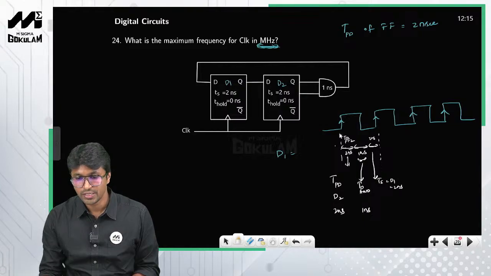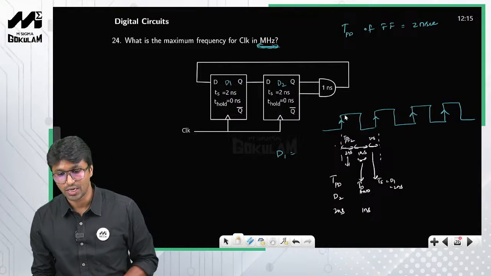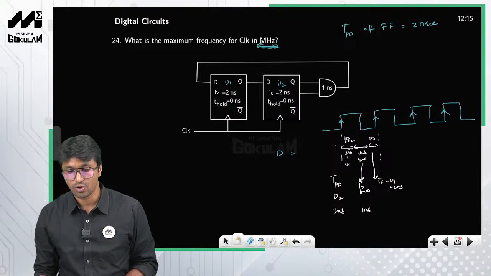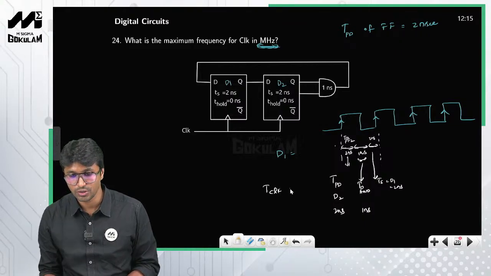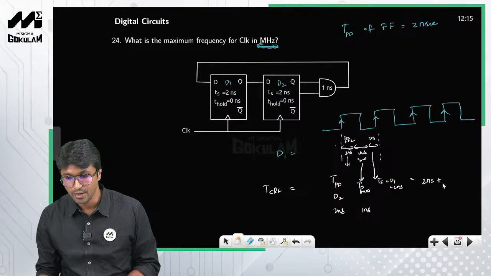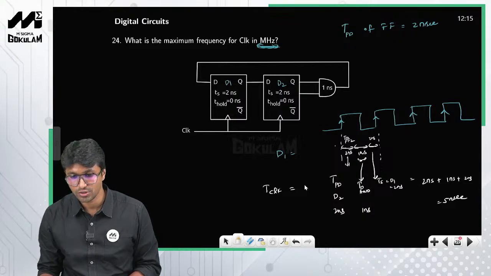So these are the sequence of events that should occur in between two positive clock edges, right? Therefore the clock duration should be at least this duration. So there is 2 plus 1 plus 2, right? 2 nanoseconds plus 1 nanosecond plus 2 nanoseconds, so 5 nanoseconds. So this is for D1.